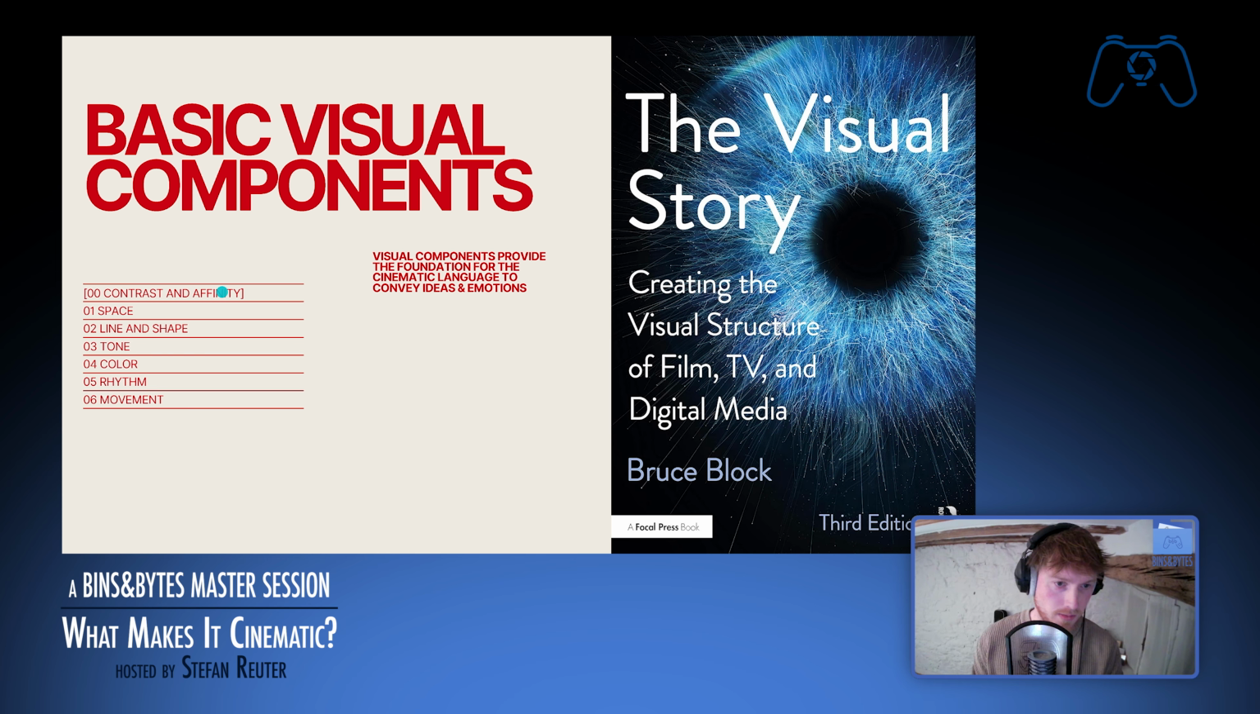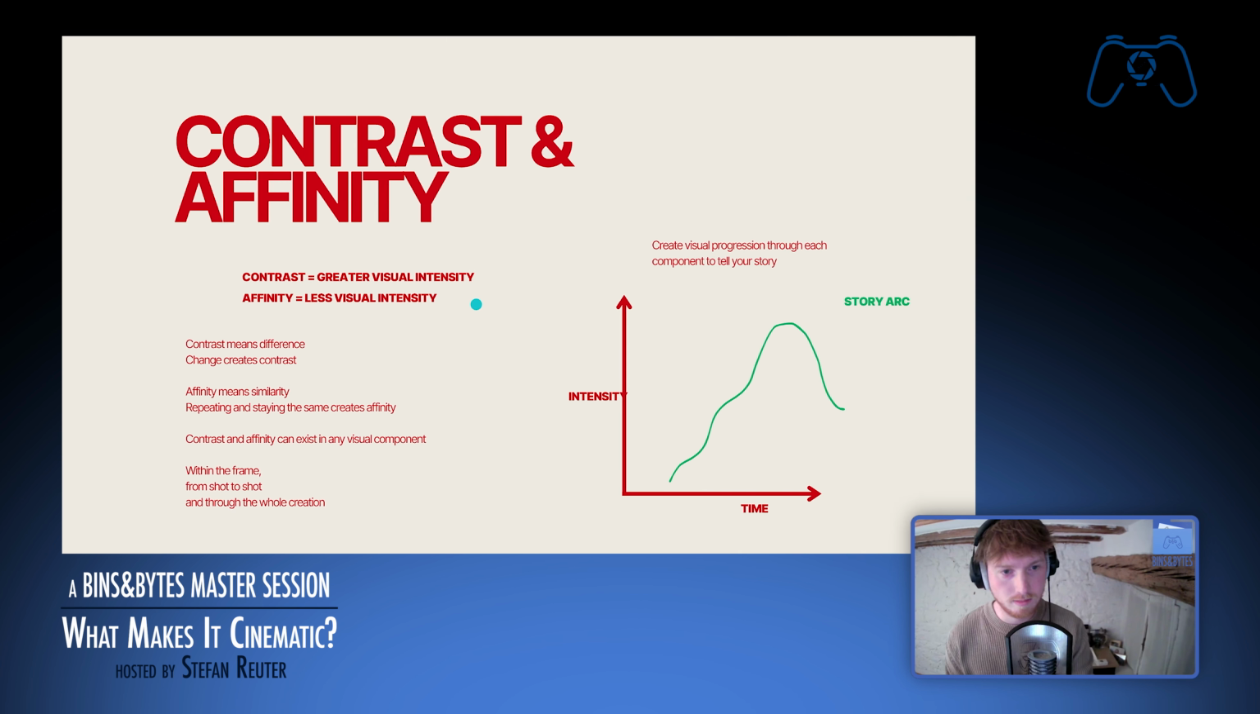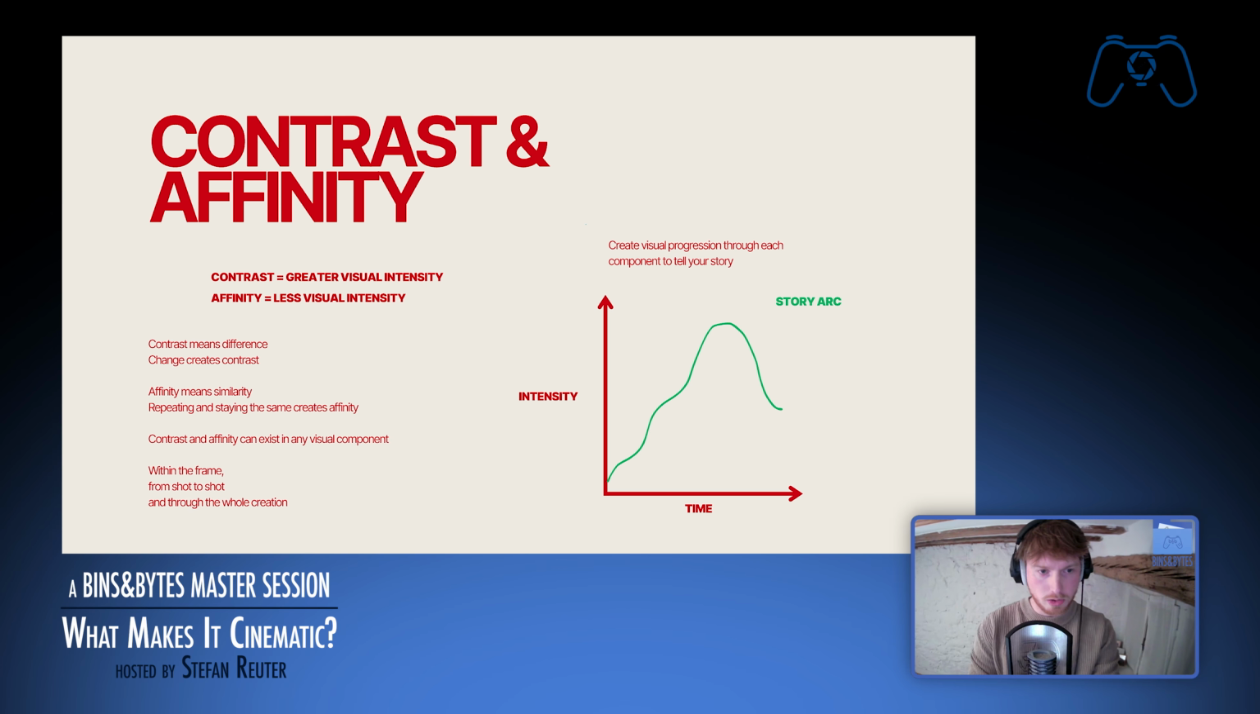So we're going to go through it. It starts with space, basically, but I'm going to talk about contrast and affinity first, because that's the concept that everything relies on, really. Contrast and affinity are basically the two main roles we have here. Contrast stands for greater visual intensity, and affinity is less visual intensity. Contrast means more different, and change creates contrast. Affinity means similarity. So repeating something, staying the same, that creates affinity.